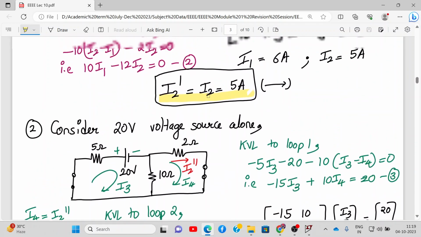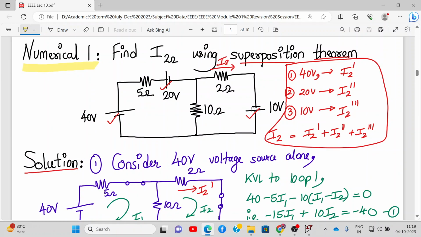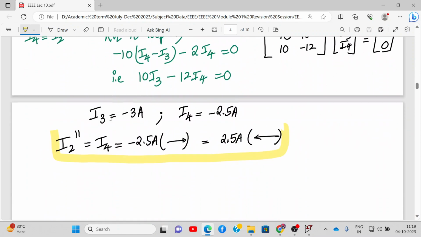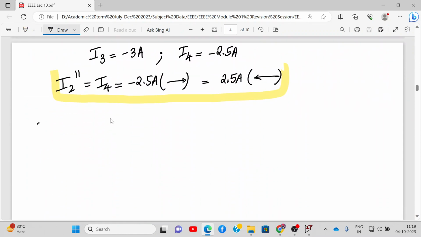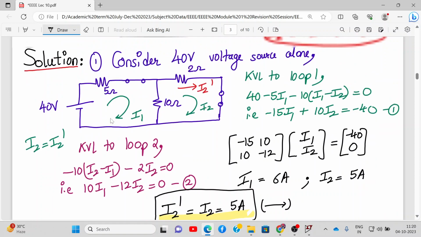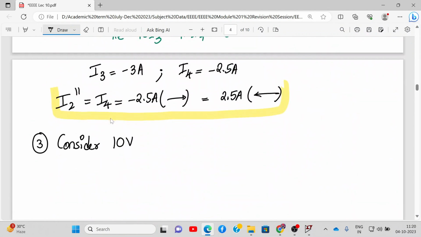So now we have considered the 20-volt voltage source alone. Now we will consider the 10-volt voltage source alone. So we'll make the 20 volt and this 40 volt as short circuit. So let's do that and write the current values. So let's go to the third case. Consider the 10-volt voltage source. Okay, we consider the 10-volt voltage source. Let me draw it over here. 10-volt voltage source alone.